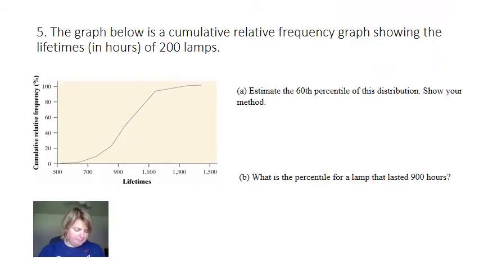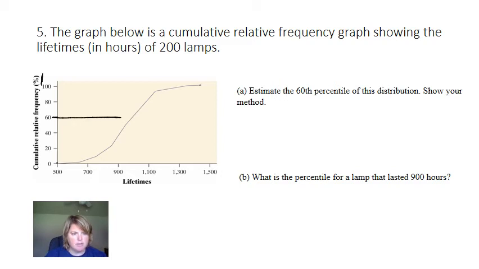All right, number 5. The graph below is a cumulative relative frequency graph showing the lifetimes in hours. We talked about how it goes from 0%. You can see that it starts at 0, and if you trace along, it ends up at 100%. So these are basically all the percentiles along the way. So a cumulative relative frequency graph is also a percentile graph. We want to estimate the 60th percentile of this distribution. The left side over here is percents, which means that's where the percentiles live. So here's 60%, and we try to go straight across.